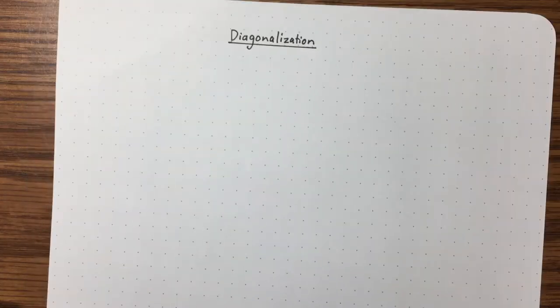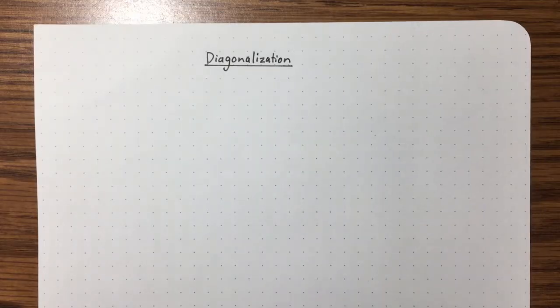So diagonalization is a very useful concept, but it's actually not always possible to diagonalize a matrix. So we're going to talk about, first of all, how to diagonalize a matrix and also when it might be possible. So there's a lot to talk about. So let's get right to it.